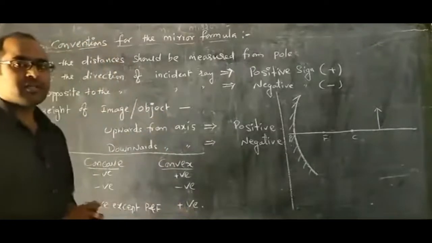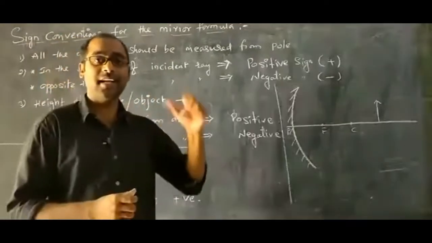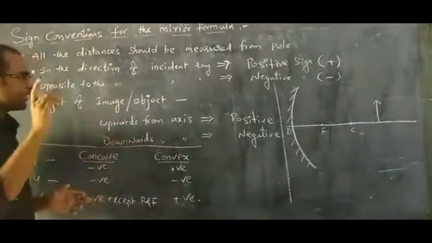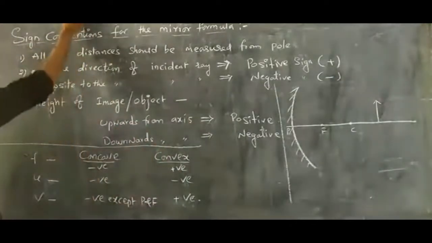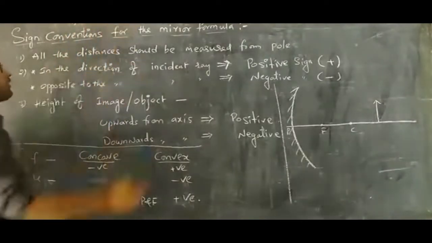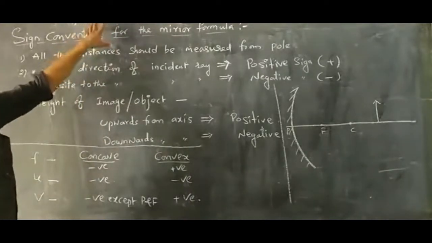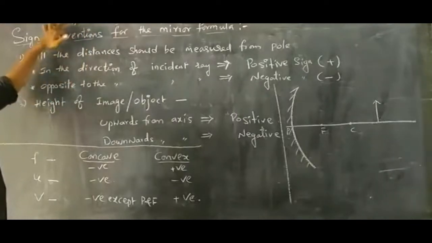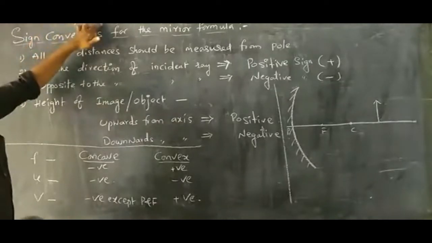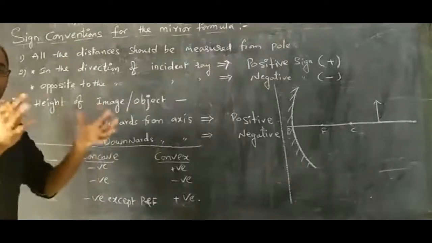Every time while using the mirror formula, we have to use some sign conventions. We have the mirror formula 1/f = 1/u + 1/v, or else 1/v + 1/u. There is no difference. For this we have to use the signs, positive or negative: focal length should be taken positive or negative, object distance positive or negative, image distance positive or negative. So that should be known.